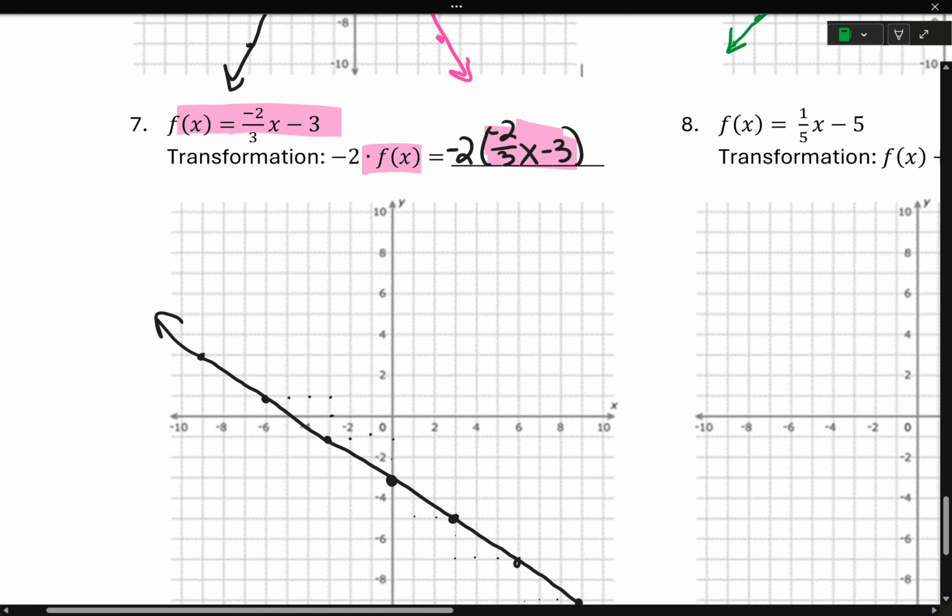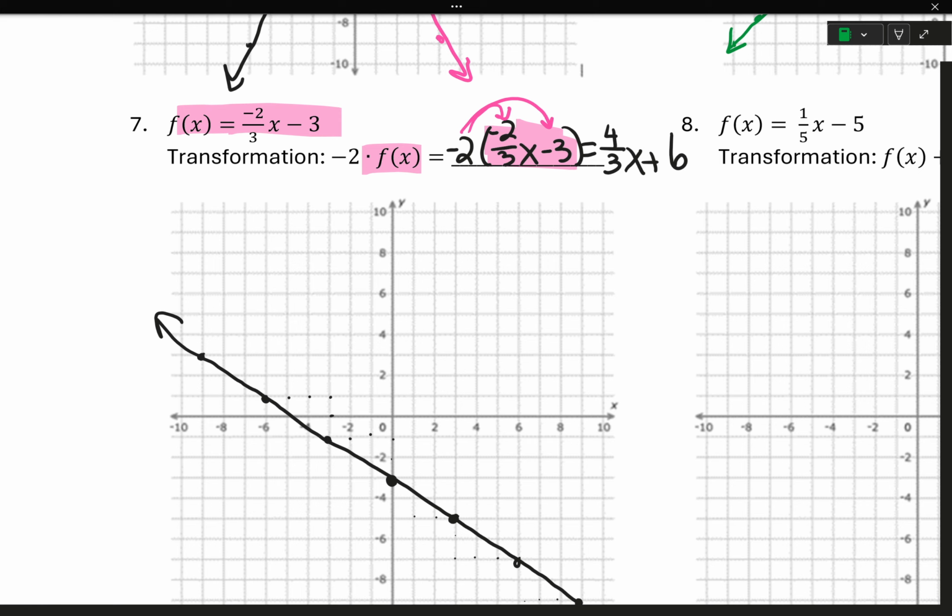All right, I'm running out of room here. I'll fit it in somehow. Okay, so -2 times -2/3. First of all, it becomes positive, and it becomes 4/3 x. -2 times -3 is positive 6.